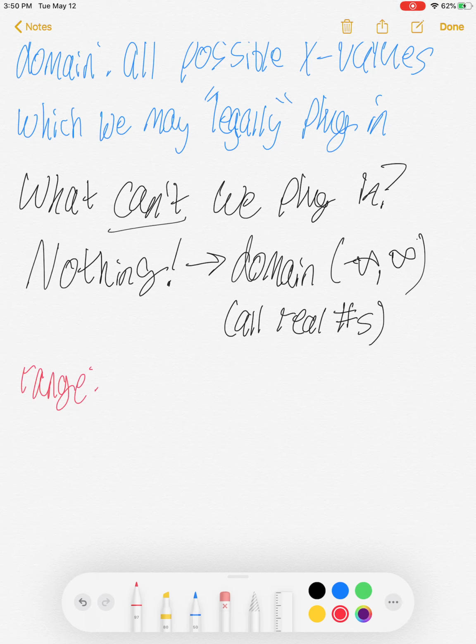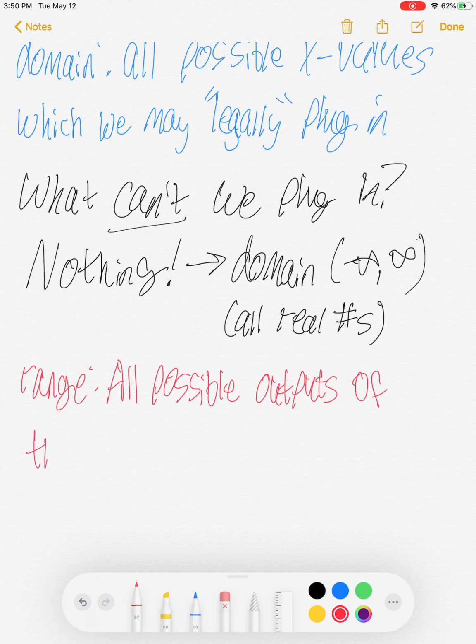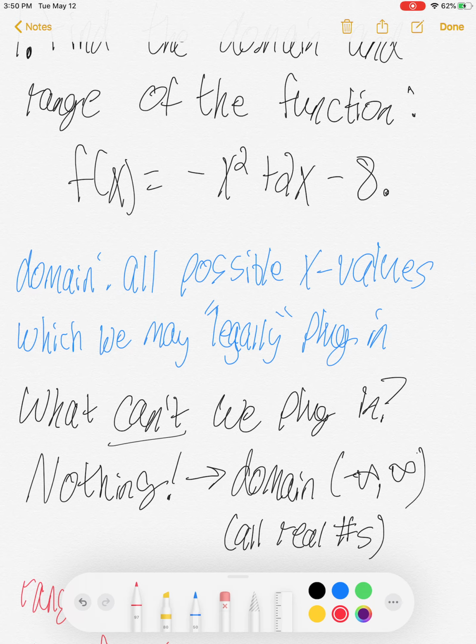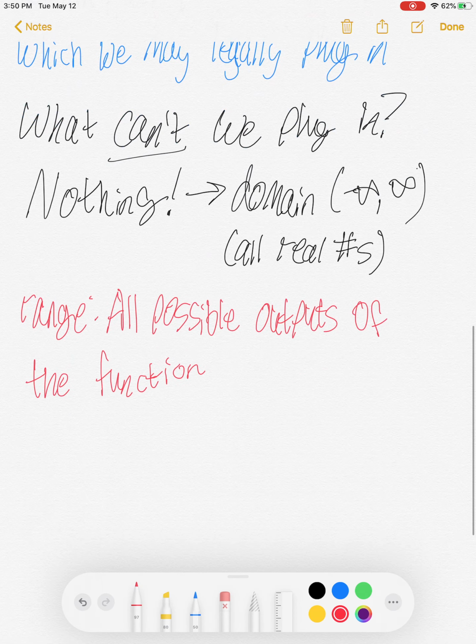So the range then is going to be all possible outputs of the function. So in this case, really what we're asking is, what possible values can this guy, this negative x squared plus 2x minus 8, what possible values can that take on? So I'll write that here.